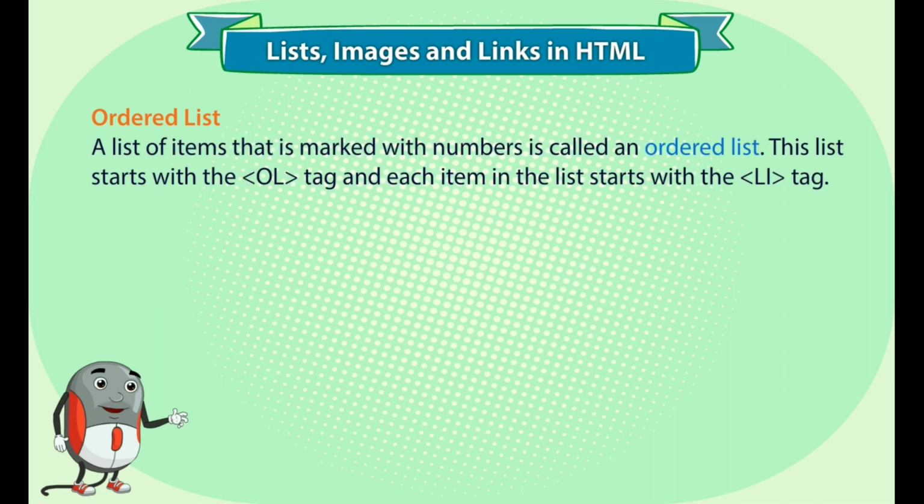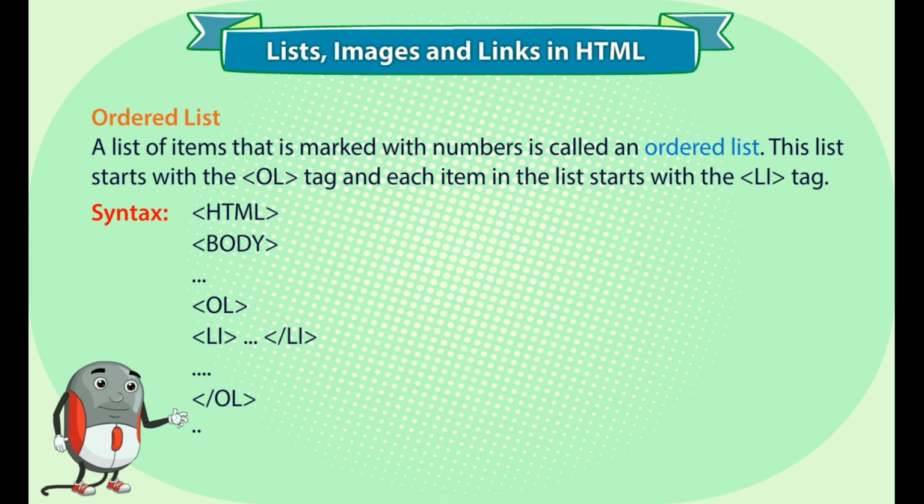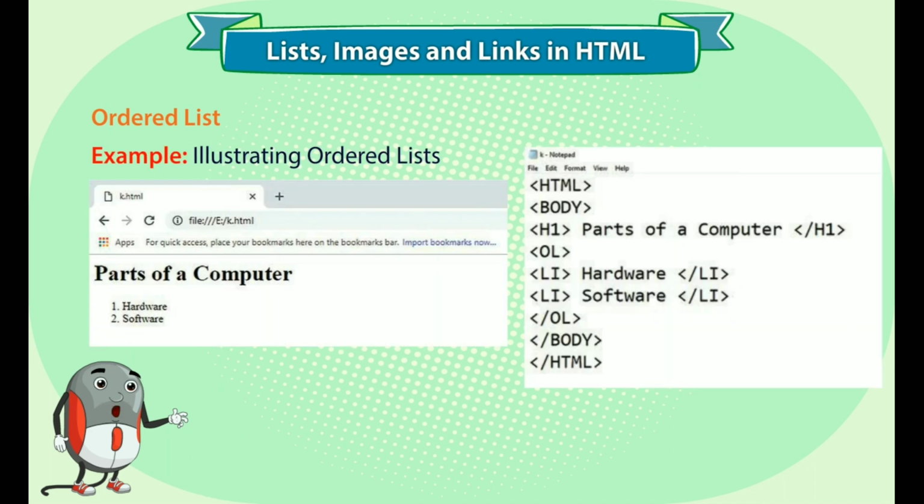Ordered list. A list of items that is marked with numbers is called an ordered list. This list starts with the OL tag and each item in the list starts with the LI tag. Syntax: HTML, body, OL, LI, /LI, /OL, /body, /HTML. Example: illustrating ordered list.